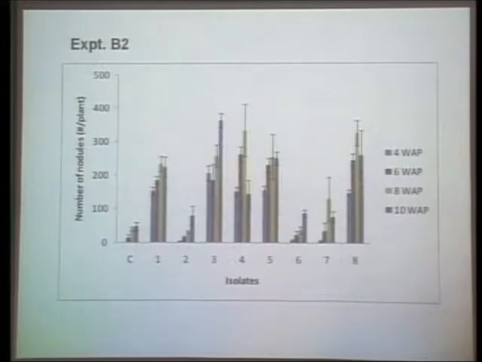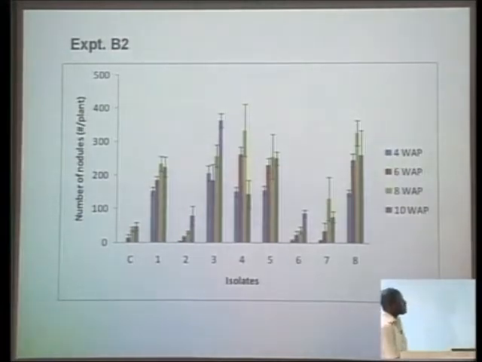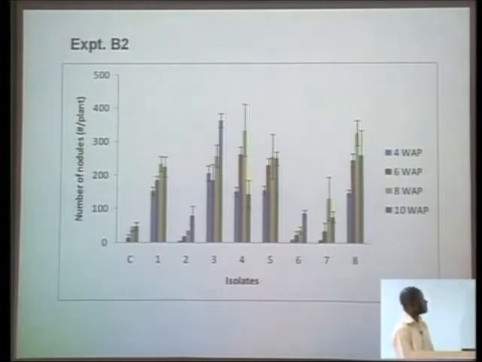And in the second greenhouse experiment, where formation of nodules was tested, we observed that the development of nodules had the same trends. So we repeated it, like I earlier said, and we sampled it 4 times: 4 weeks after planting, 6 weeks after planting, 8 weeks after planting, and 10 weeks after planting. And you can observe that isolates 1, 4, 5, 7, and 8 have the same trend of nodal formation.